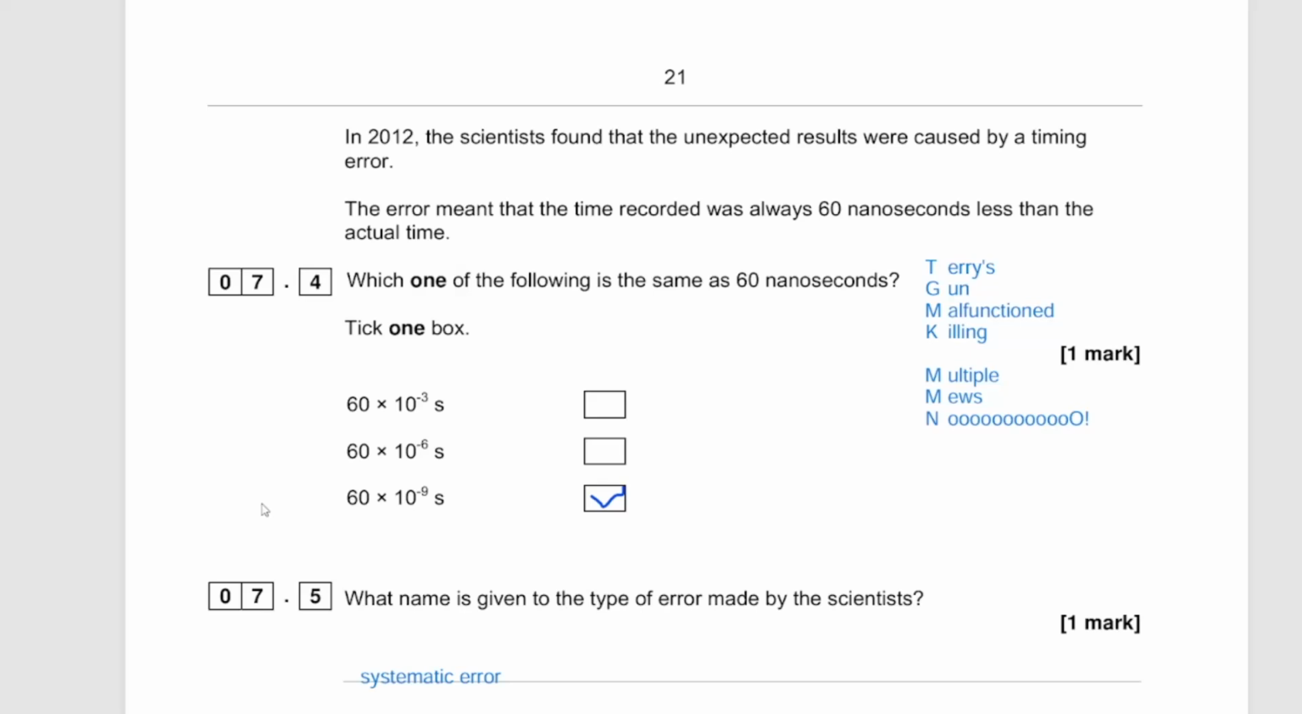Now, next question, which of the following is the same as 60 nanoseconds? Now, you could just remember that nano is times 10 to the minus 9, or you can remember this helpful little acronym I have here. Terry's gun malfunction killing multiple Mews.